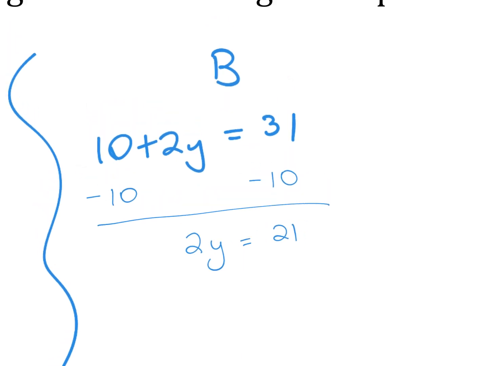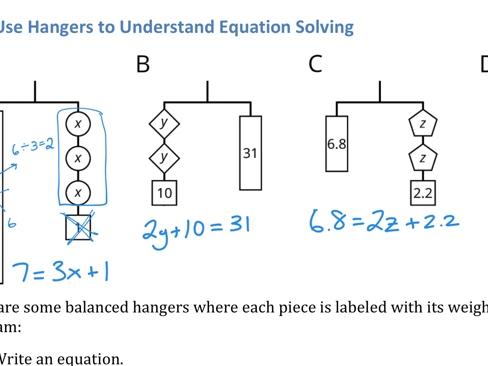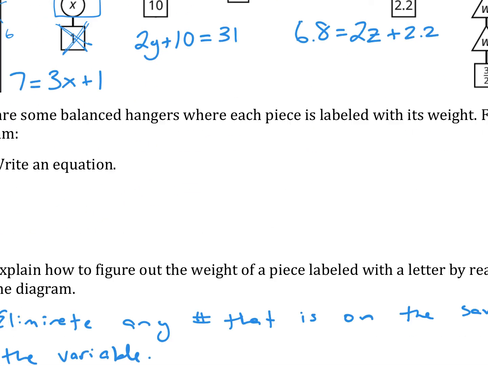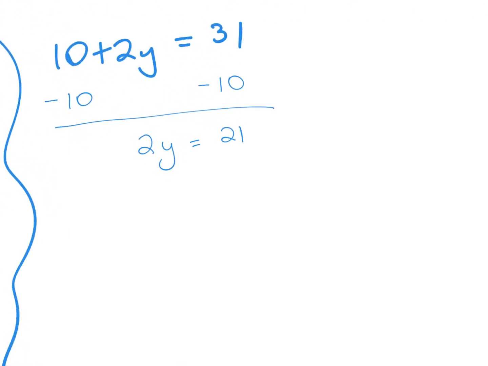And then the next step would be to take my y's, and because there's 2 of them, I need to divide them into 2 groups. And then the same thing for the 21, I need to divide those into 2 groups as well. So I show that by dividing by 2 on both sides. If I have 2 y's split into 2 groups, that's 1 y. And then 21 split into 2 groups, that's 10.5. So we are saying the weight of y is 10.5.